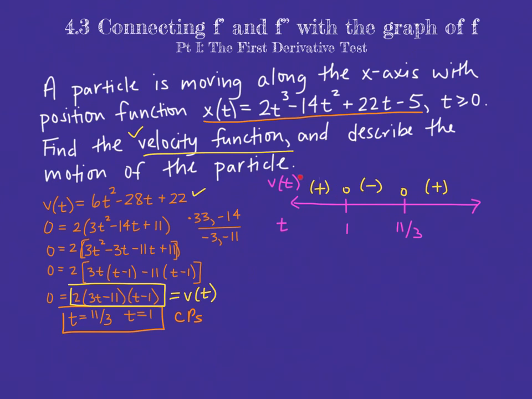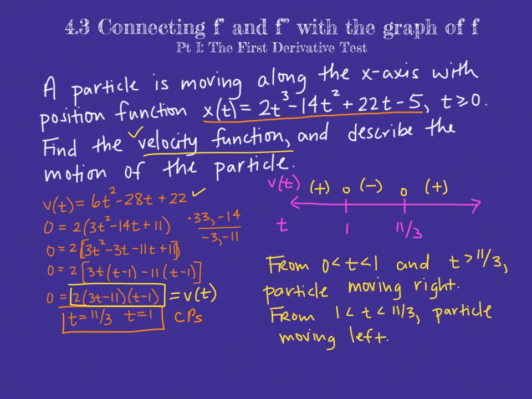So because the position function's increasing here, because the velocity is positive, that means our particle is moving to the right. And it means it's moving to the right here. In between time is 1 and 11/3, our velocity is negative, meaning the position function is decreasing, aka the particle is moving to the left. We can come to the following conclusion about the particle.